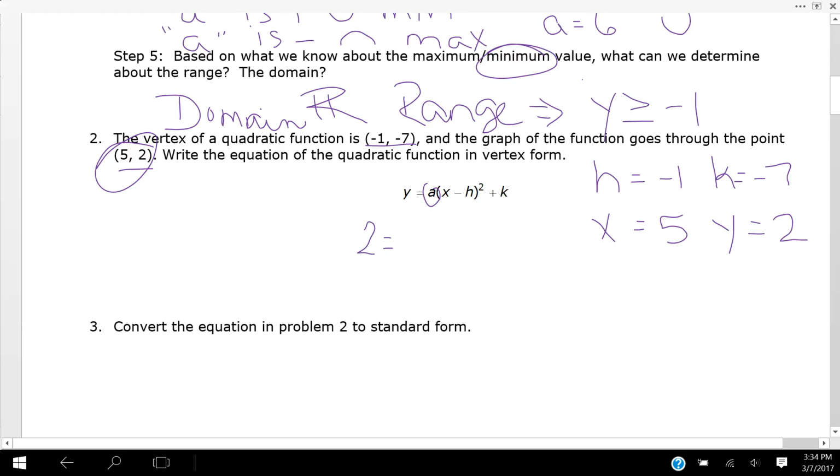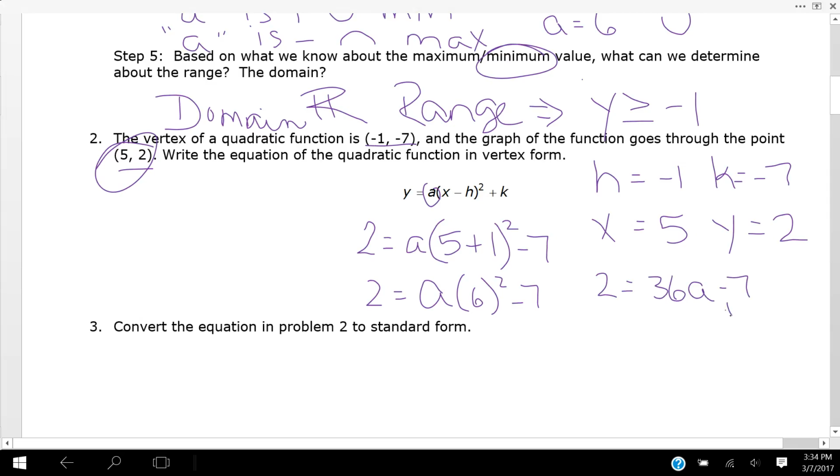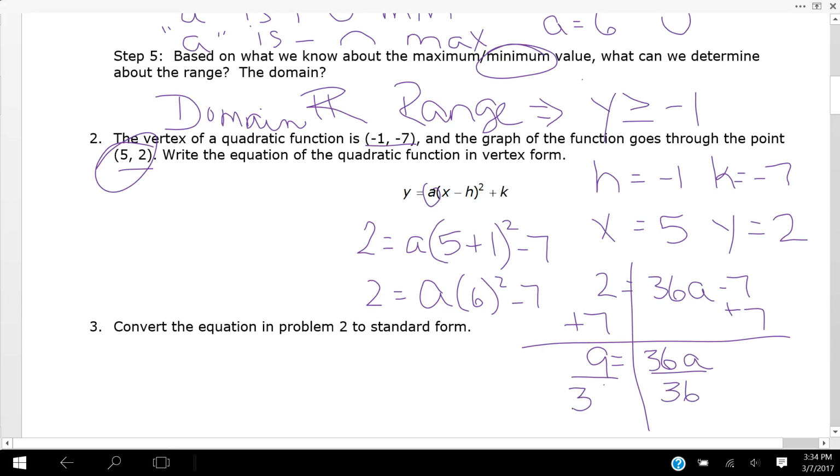So I have 2 equals a times (5 minus -1), so it's going to be (5 plus 1) squared, minus 7. 2 equals a times 6 squared minus 7. 2 equals 36a minus 7. I'm going to add 7 to both sides, so I have 9 equals 36a. Divide both sides by 36, and I have a equals 1/4, or 0.25.